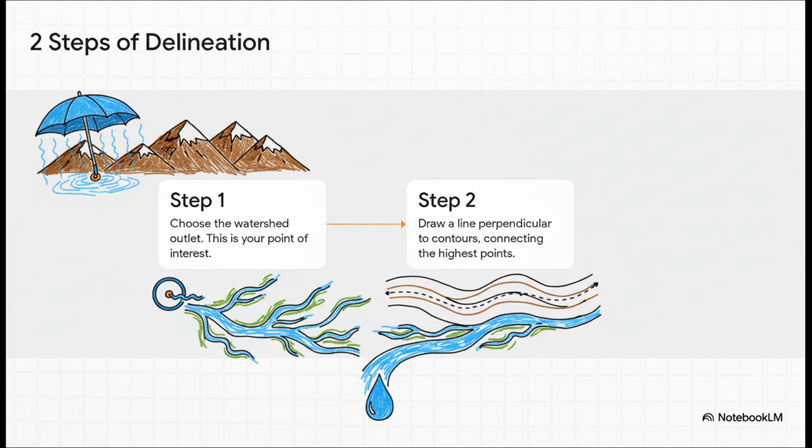So with that little trick in your back pocket, the whole process breaks down into two main steps. First, you just identify your outlet. That's the point on the stream that you care about. Then, starting from there, you draw a line that connects the highest points of elevation all around it, always trying to cross those contour lines at a right angle. And that line you just drew, that's your watershed boundary.